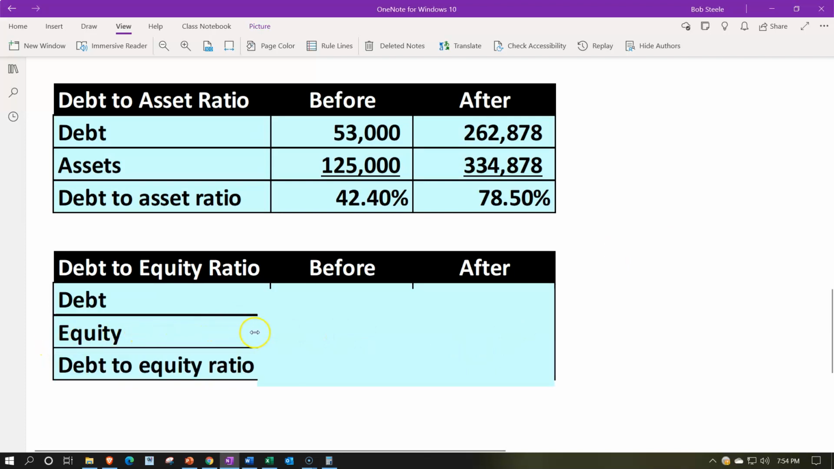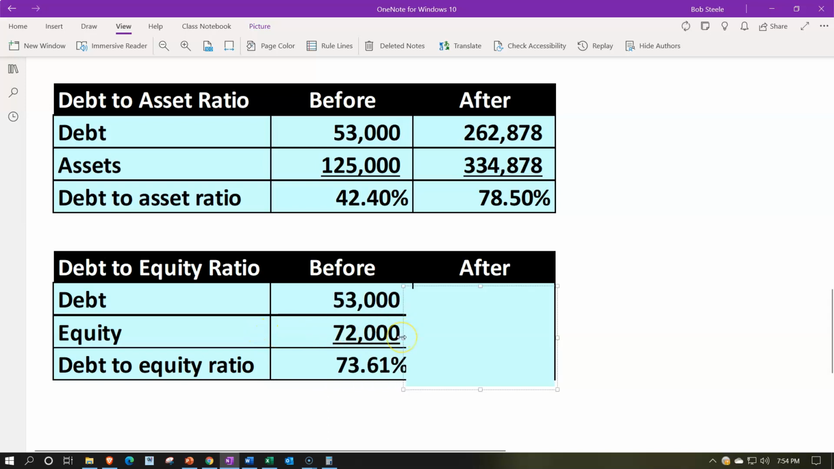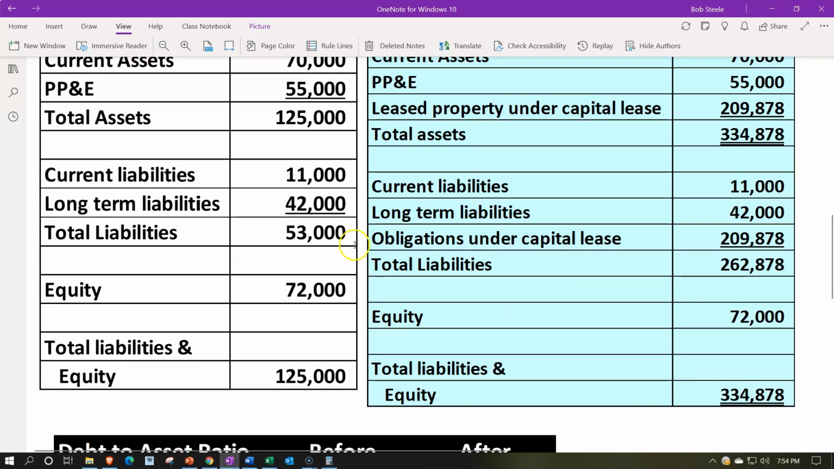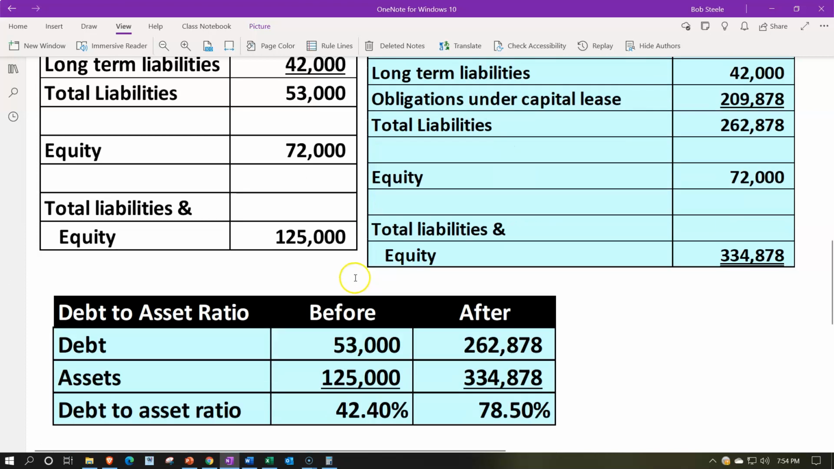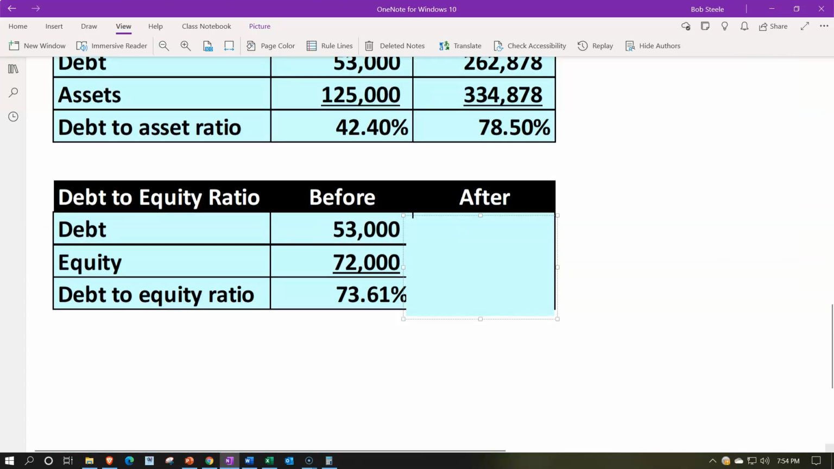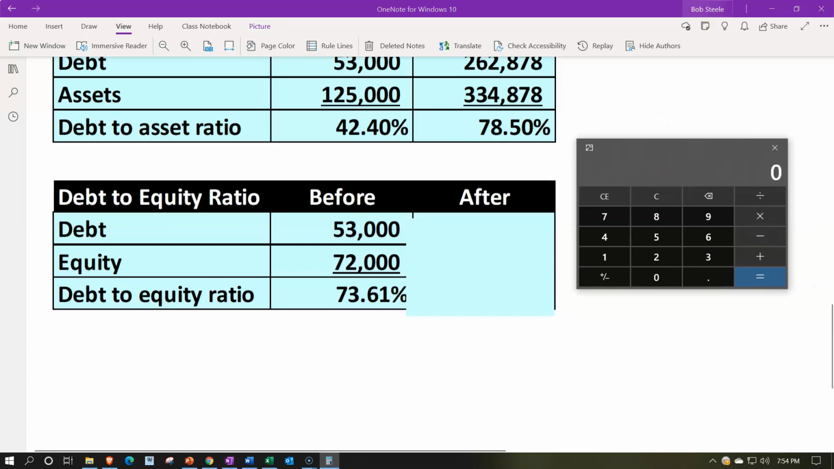If we look at the debt to equity ratio, this will have a substantial impact as well. Before, we had the debt was at the $53,000 versus the equity of the $72,000. So if we calculated that ratio analysis, 53,000 divided by 72,000, we get to the 73.61% about.